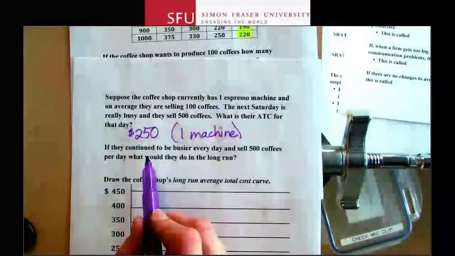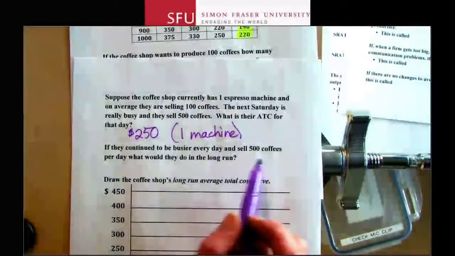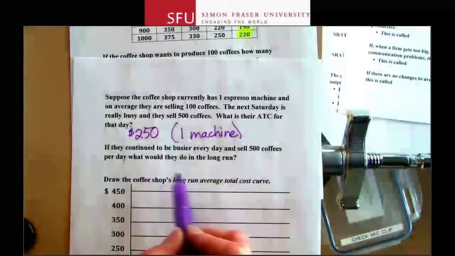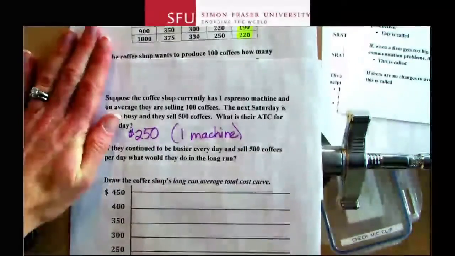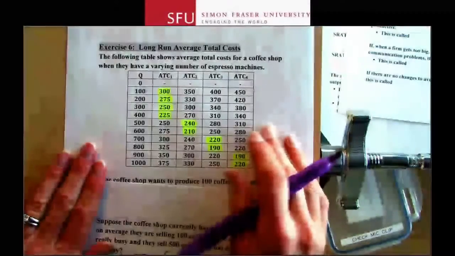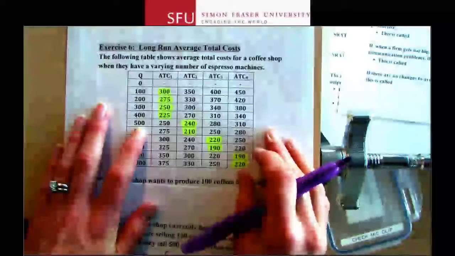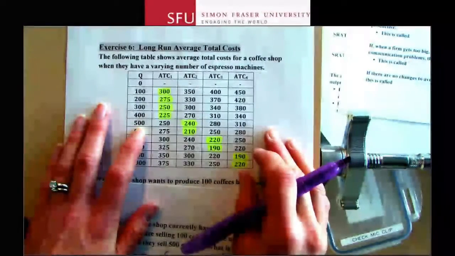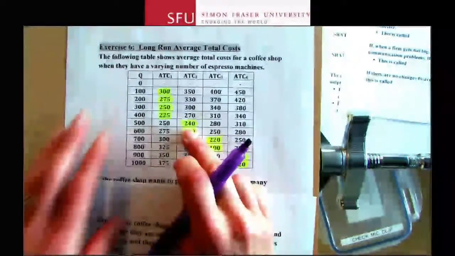If they continue to be busier every day and selling 500 coffees per day, then what would they do in the long run? So if they're continually selling 500 coffees, now they want to have two of them. That's right. So they'll buy another machine.